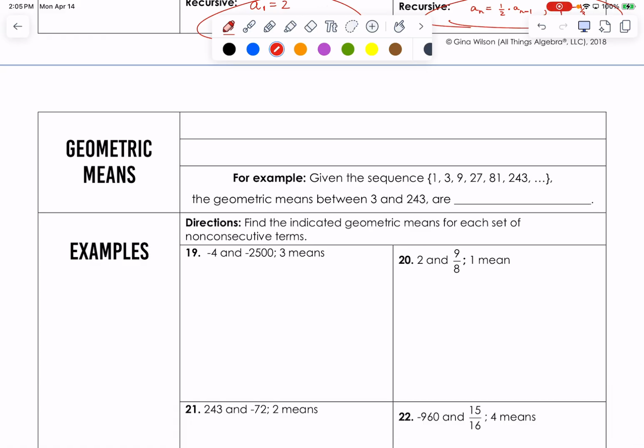It's the same thing as arithmetic means. The terms what? The terms in between any two non-consecutive terms in a geometric sequence.